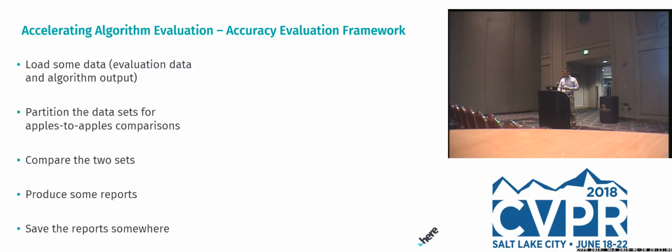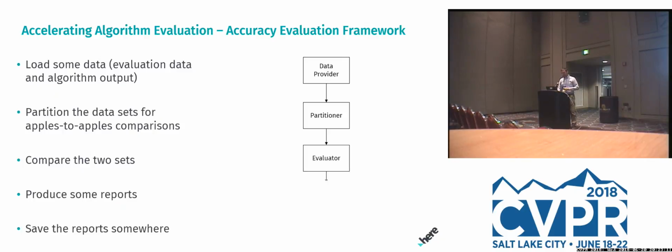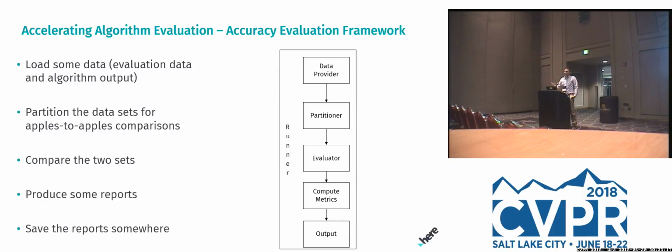So each one of these bullets just turns into a box in your framework, right? You may have some abstract concept of a data provider, a partitioner, an evaluator, a compute metrics type of block, and then a save the output type of block, right? So, hyper generic. You'll also need this magic orchestrator. We sometimes call it a runner, which wouldn't probably show up in your list because you are the orchestrator as you're reading this list to somebody. But now you have a framework, right?